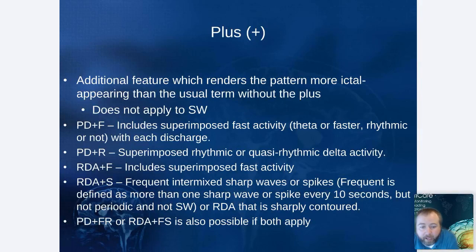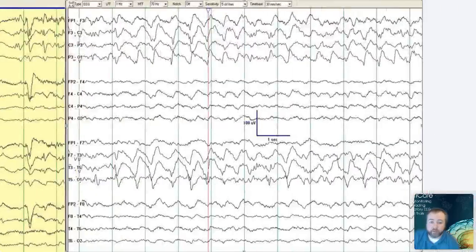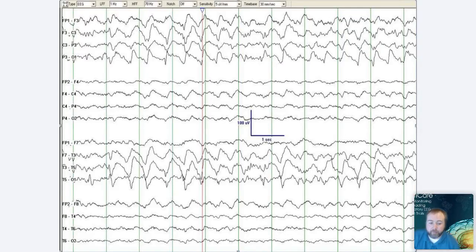Now you can have both PD plus FR or RDA plus FS. In this pattern, you have fluctuating LPDs plus FR. As the sharpest and most prominent components of the pattern differ, it would qualify as both spiky and sharp. And here is some fluctuating LRDA plus FS. You've got superimposed fast activity that could qualify for the plus F if it were present with just the RDA and absent from the background. Which you can't really tell from just this page, but.